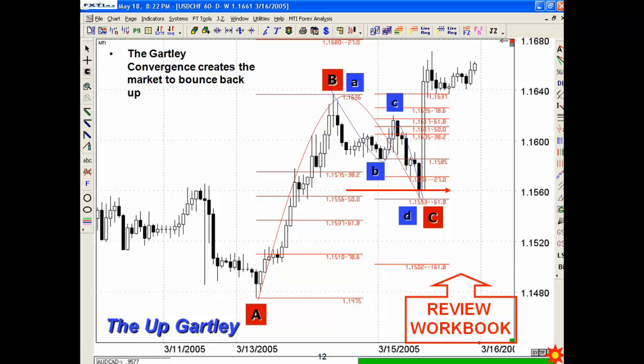Look how it went to the pip. You're going to be surprised how effective this strategy is. And it went right to the pip. Look how the market went right to the pip of the 618, and there's where it bounced. It made a lot of buying pressure, and the market started rallying up to its extension.